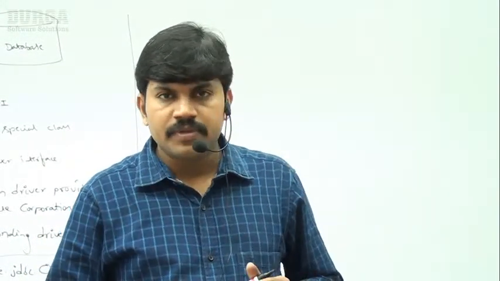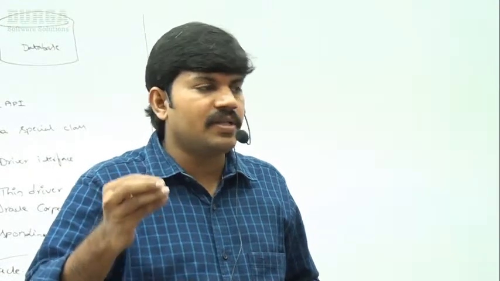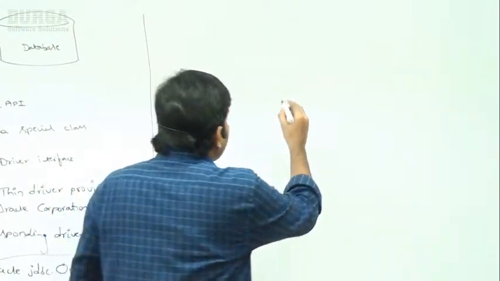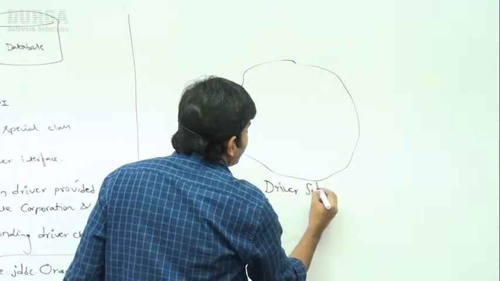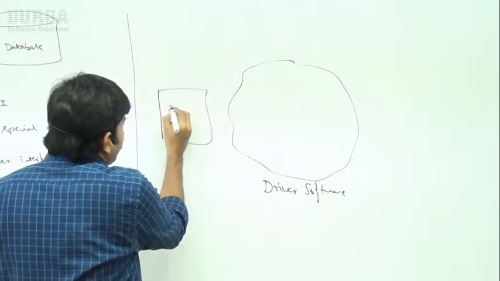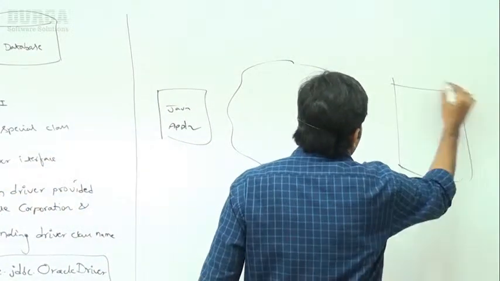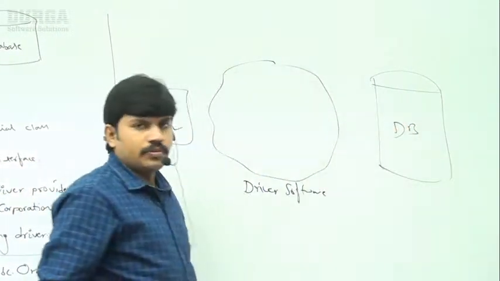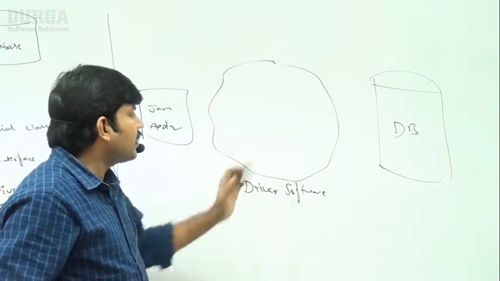Sir, up to this we covered what a driver software is. Driver software is a collection of implementation classes of JDBC API, a group of classes, right? Sir, assume it is the driver software, which can be used to communicate with the database from a Java application. Sir, this is the Java application. It is the database. Assume that here a group of classes are there, which is nothing but driver software, sir.